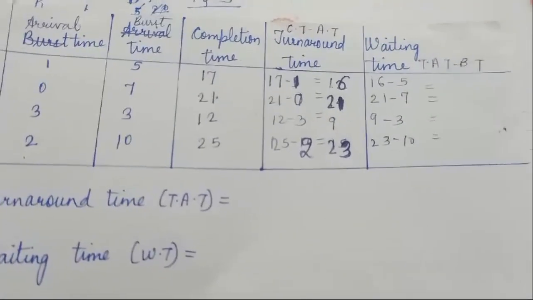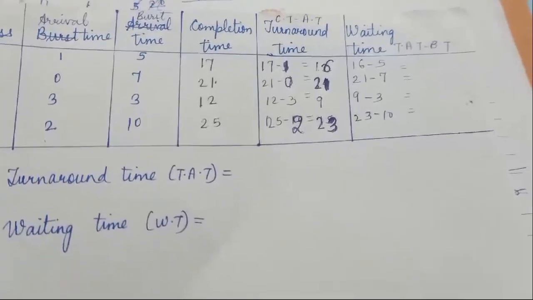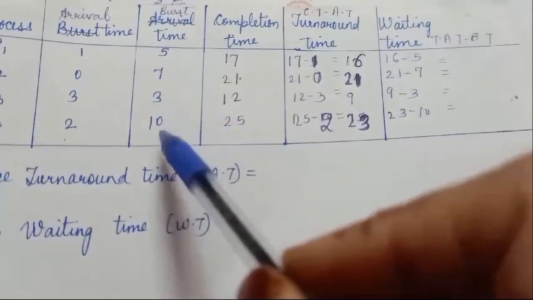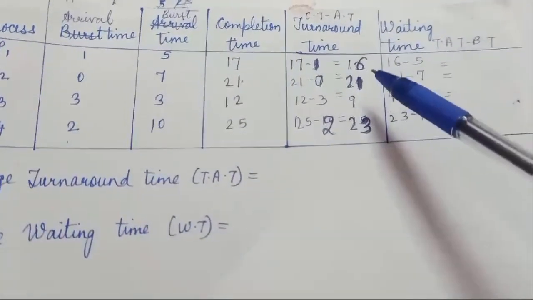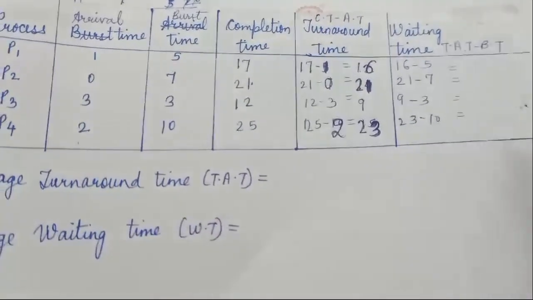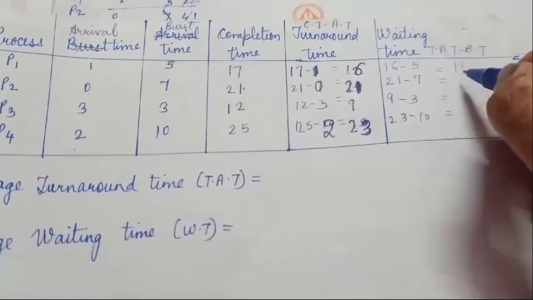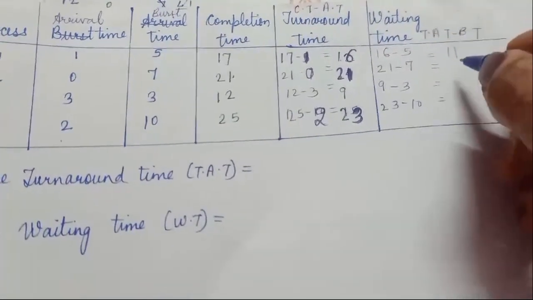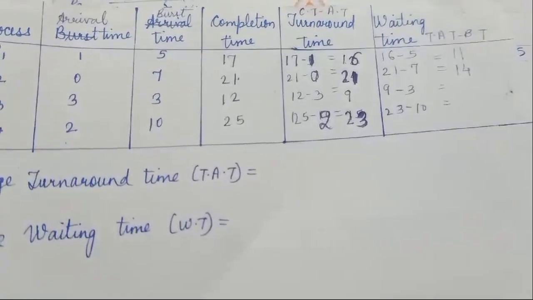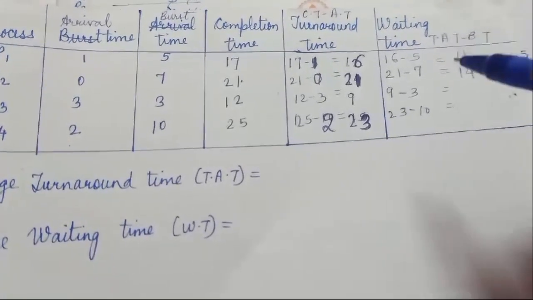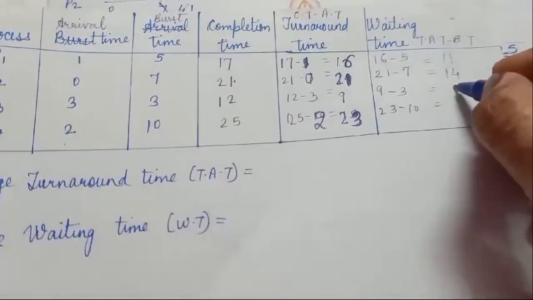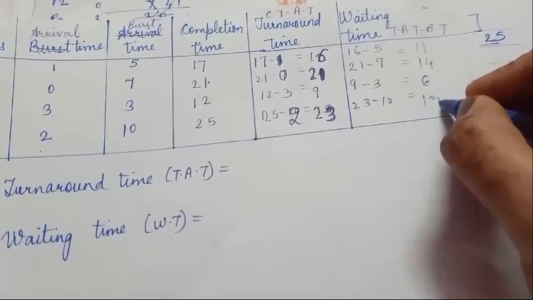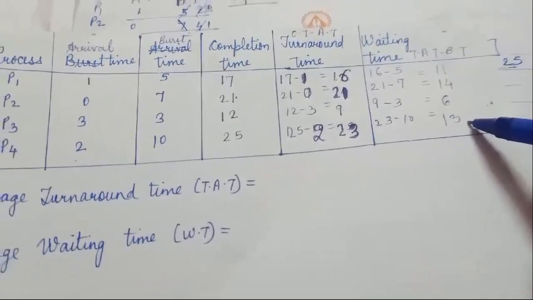Now for waiting time, focus on the turnaround time values and burst time values. So let's start. 16 minus 5 will give you 11. 21 minus 7 is 14. Next 9 minus 3 is 6. And last 23 minus 10, that will give you 13. These are the values of waiting time for these processes.